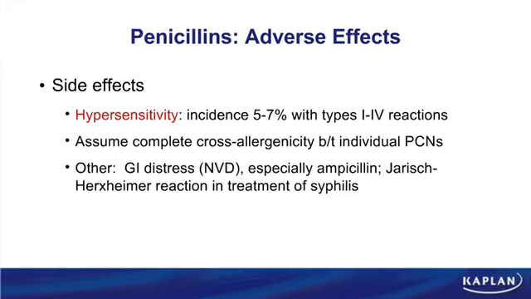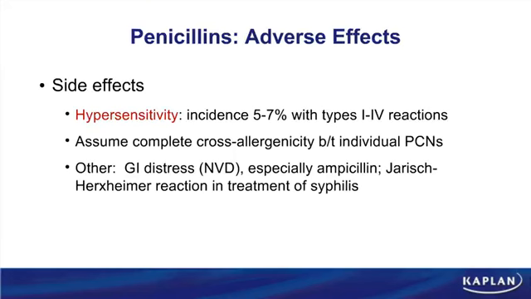In terms of other side effects, GI distress. Most antibiotics can cause GI upset. That would include nausea, vomiting, and diarrhea. Perhaps ampicillin is a little bit worse than the others for causing this effect. But again, I like to point out that is not a discriminating side effect. GI upset is very common for many of these drugs.